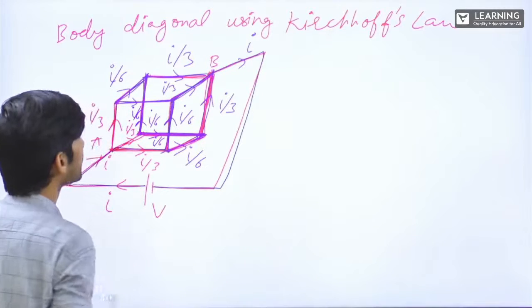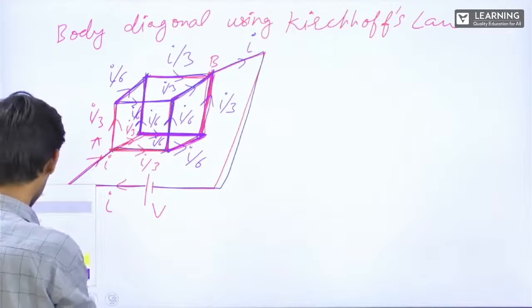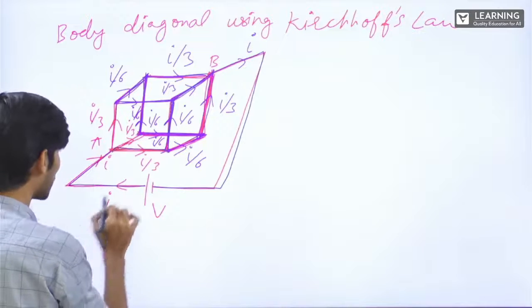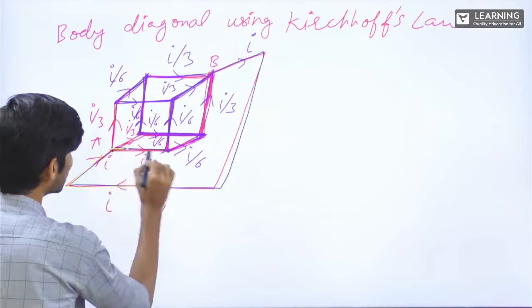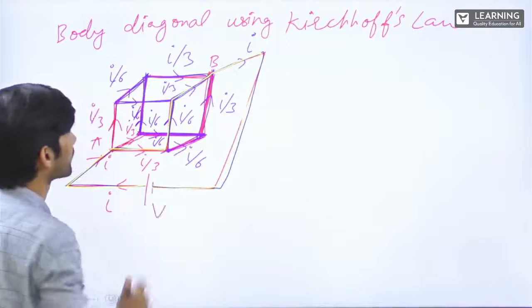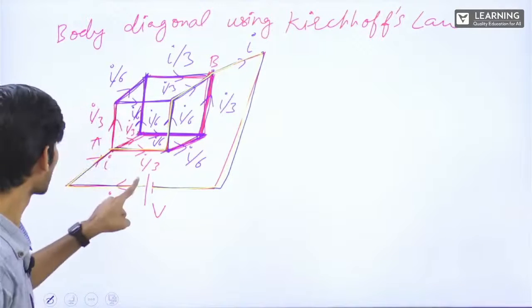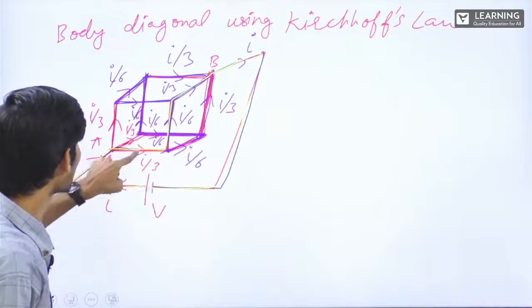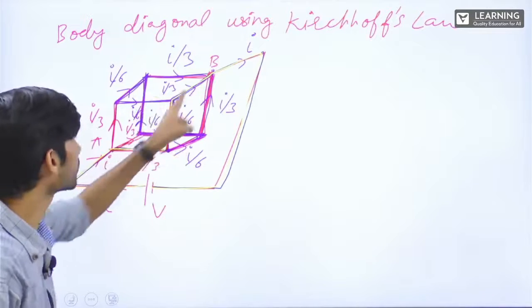How many resistances are there? I hope you can see this, or should I make it from yellow color? This, and this. Can you see this path? Total 1, 2, 3 resistances are there. This is a closed loop, right?